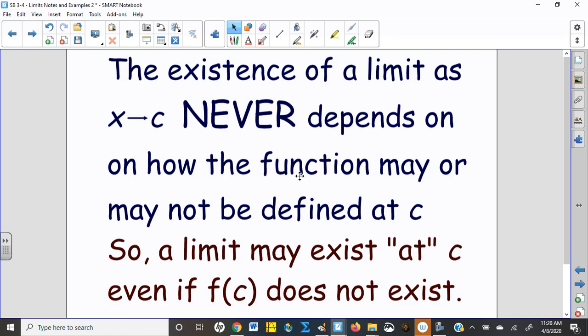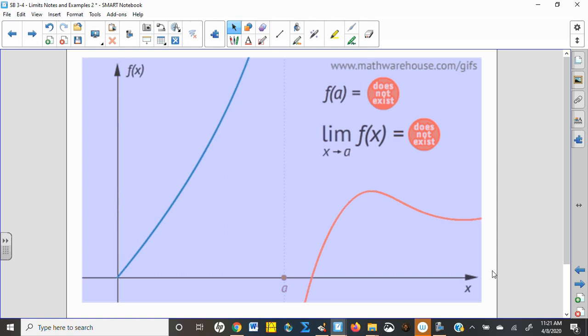The existence of the limit, as we get near to the x value, never depends on if there's a point there at that location or not. It only depends on, are we moving toward the same height from the left and the right? Are we moving to the height from both directions at that point? And if we do, we will have a limit. Now, if you think about that, what that means is there's 2 major cases where limits will exist and 2 major cases where limits will not exist. And that's why I really like this GIF so much that we looked at yesterday. It shows all 4 cases.